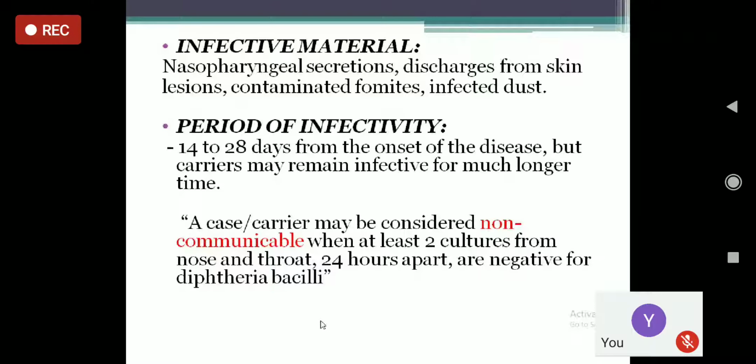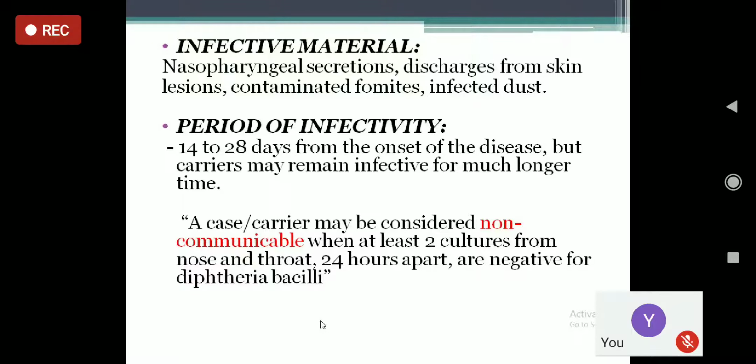The period of infectivity is 14 to 28 days from the onset of disease. Once the disease has started, from that day for 14 to 28 days, the person can transmit the disease to other healthy persons. This 14 to 28 days is for cases who develop frank signs and symptoms; I'll discuss the signs and symptoms in my next slide. But carriers who do not show any signs and symptoms may remain infected for a much longer time, for weeks or months.